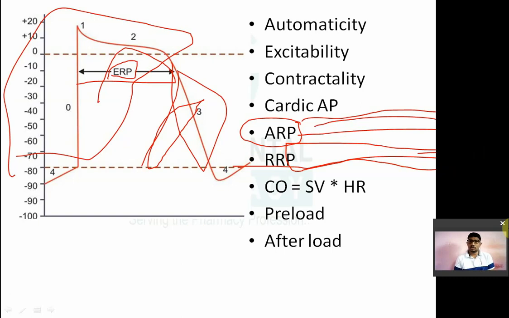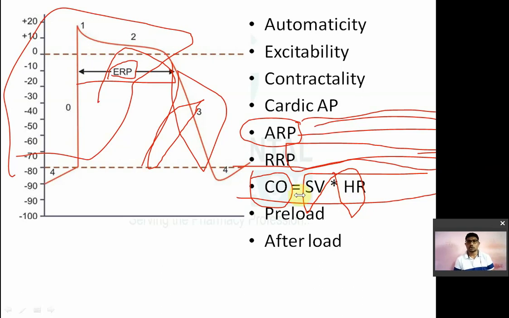Now another term is cardiac output. What do you mean by cardiac output? It is the amount of blood pumped per stroke of your heart, per beat of your heart, from the left ventricle. Whatever amount of blood is pumped per beat through the left ventricle is known as cardiac output. Cardiac output is a function of stroke volume and heart rate. SV means stroke volume. So cardiac output is equal to stroke volume times heart rate.